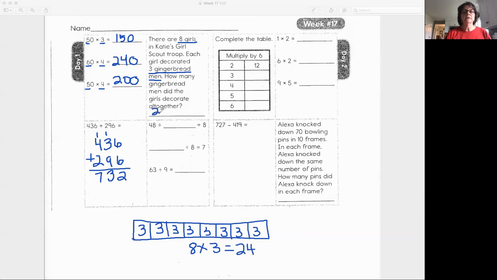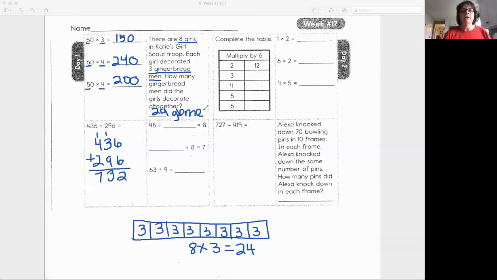And so I'm going to write my answer up here. It's 24. And then you know how we have to dress up our numbers. So I'm going to see, it says, how many gingerbread men did the girls decorate? So it's 24. And I'm just going to put a G, B for gingerbread, and then write the word men.